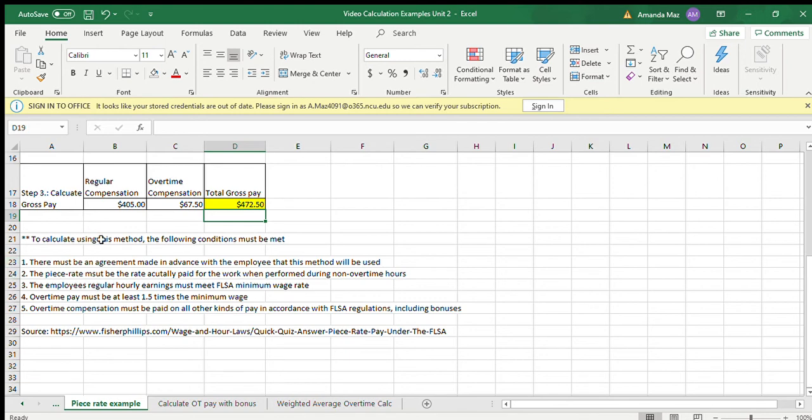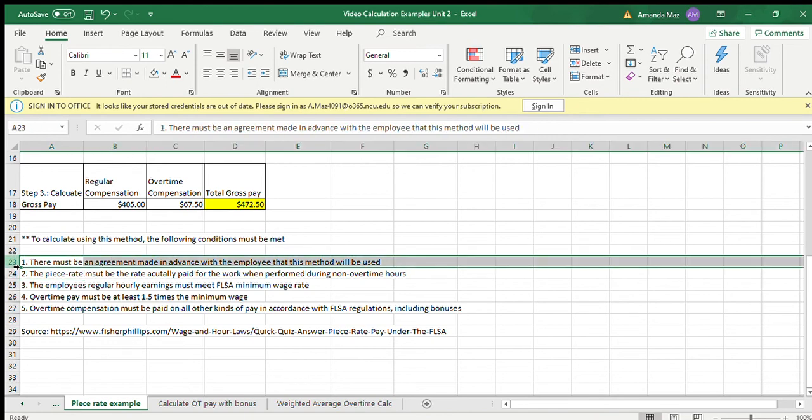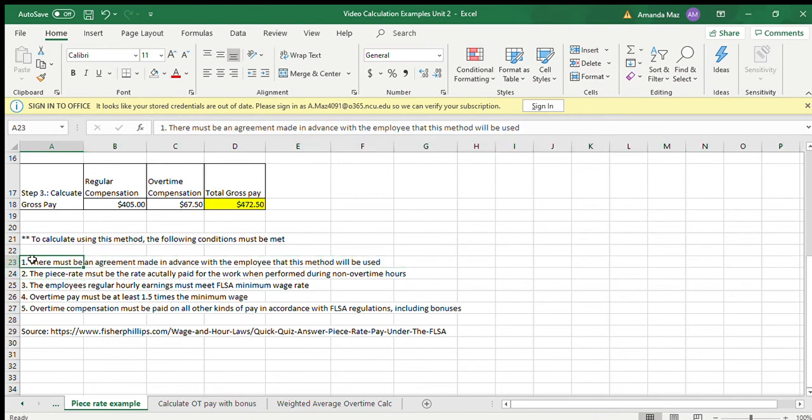Now to use method A, a few things need to be met. So here are the 5 conditions that the employers must meet in order to be compliant with regulations. Number 1, there must be an agreement made in advance with the employee that this method will be used. Number 2, the piece rate must be the rate actually paid for the work when performed during non-overtime hours. Number 3, the employee's regular hourly earnings must meet FLSA minimum wage rate. Number 4, overtime pay must be at least 1.5 times the minimum wage. And number 5, overtime compensation must be paid on all other kinds of pay in accordance with FLSA regulations, including bonuses.